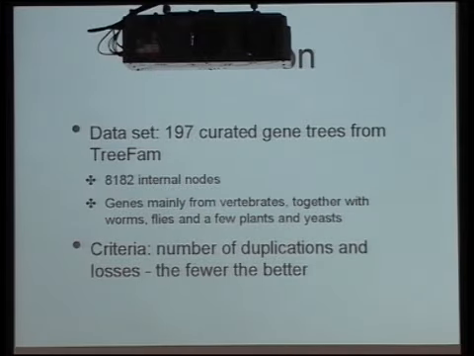And at last, I will show some evaluation on this new algorithm. The data sets are about 200 curated gene trees from TreeFam. And these gene trees contain more than 8,000 leaves. And also the genes from vertebrates, many from vertebrates, and some from worms, insects, and Arabidopsis, and 2 yeasts. The criteria I use is the number of duplications and losses. And the fewer the better.